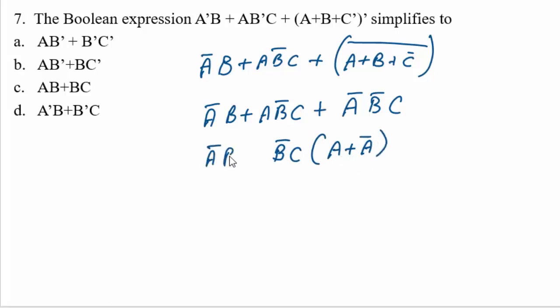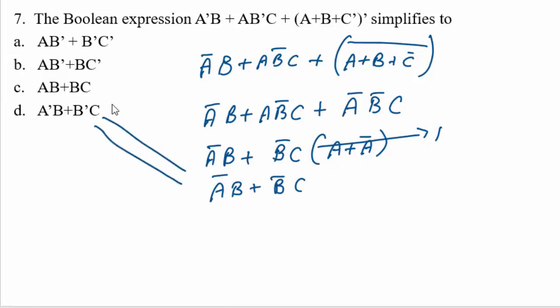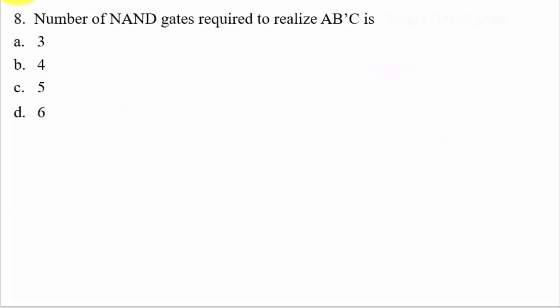So A bar B will be as it is. What is A plus A bar? A plus A bar will be 1. So the equivalent expression will be A bar B plus B bar C, nothing but option D is going to follow.